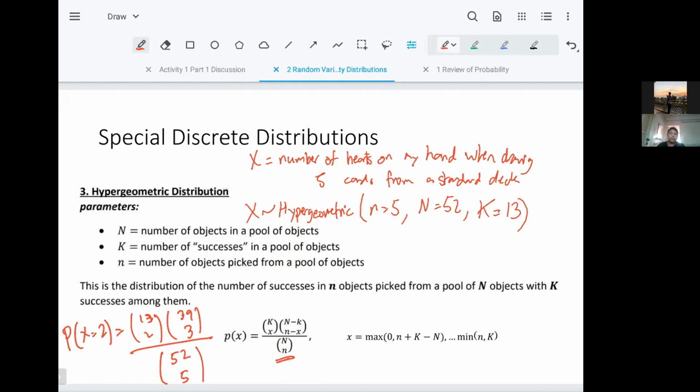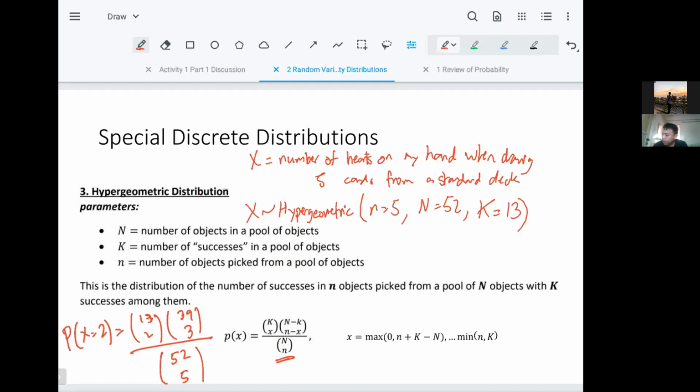And pwede rin pala siya basahin as 52 choose 5. So baka malito kayo sa mga salita ko. 52 combination 5, 52 choose 5. The same thing. So how do we make sense of this? Sa 13 na hearts sa deck, pili ako ng dalawa. Sa 39 na hindi hearts, pipili akong tatlo. Bakit tatlo? Kasi 5 yung kailangan ko piliin, di ba? And then from 52 cards, pili ako ng 5.